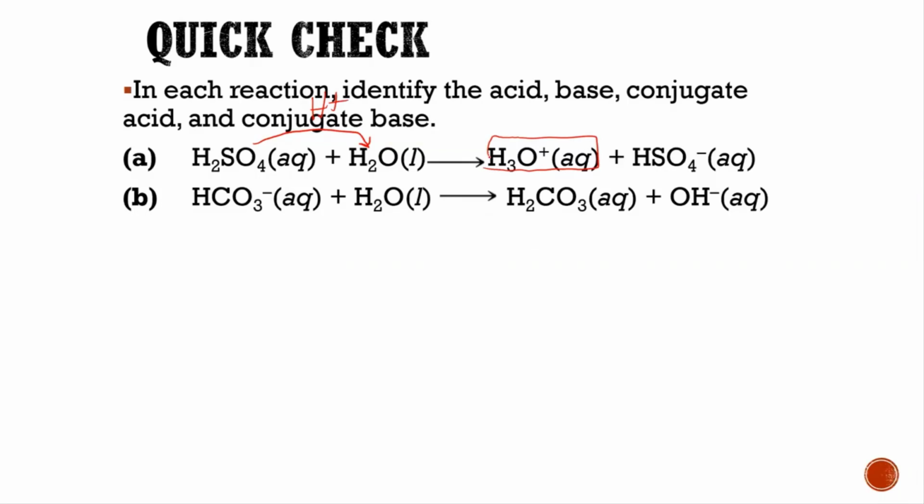So H3O plus must be what? The base becomes the conjugate acid. Excellent. What is bisulfate, HSO4 minus? The conjugate base. The acid, H2SO4, once it donates a proton, becomes the conjugate base. Excellent. The reason why the Bronsted-Lowry definition is harder than Arrhenius is because you have to look at the whole reaction. What about in B?